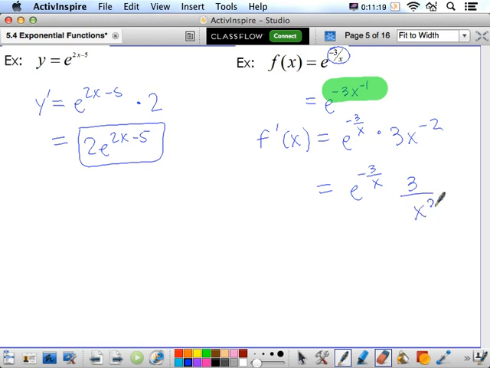So you're not allowed to leave negative exponents except on an e. They will let you leave them on an e, but not on a variable. So this piece does need to be cleaned up right here and brought down to the denominator. And then we'll multiply them, 3e to the negative 3 over x, all over x squared. That is perfect. Couldn't ask for better.